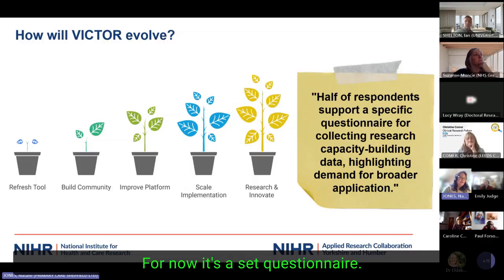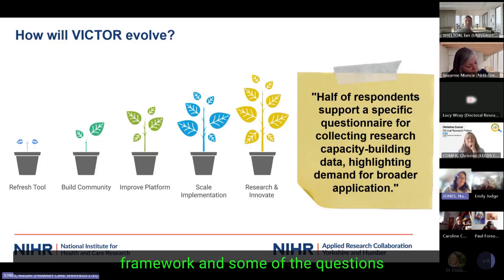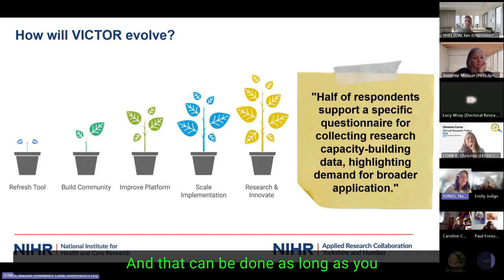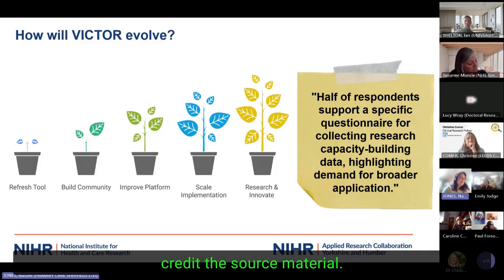For now, it's a set questionnaire, and that's why colleagues such as Ian and other colleagues around the country have chosen not to use the platform, have chosen to use the framework and some of the questions, but add in their own, and that can be done as long as you credit the source material. I want to build a community of practice around Victor nationally, and I'm currently employed a few hours a week by ARC Yorkshire Humber to do just that.